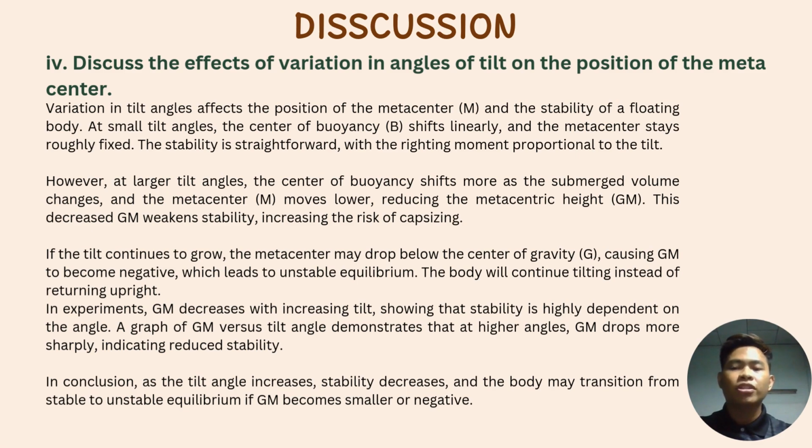So in this experiment, GM decreased with increased tilt, showing that stability is highly dependent on the angle. A graph of GM versus the angle demonstrates that at higher angles, GM drops more sharply, indicating reduced stability. In conclusion, as the tilt angle increases, stability decreases, and the body may transition from stable to unstable equilibrium if GM becomes smaller or negative.